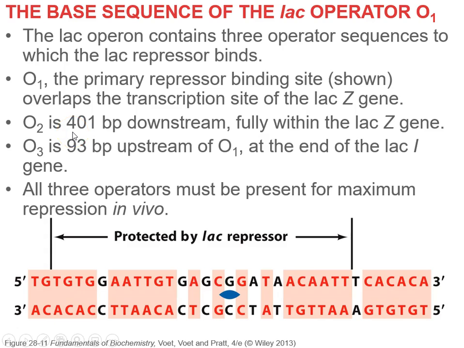O2 is 400 base pairs downstream, and it's actually fully within the LacZ gene. O3 is upstream of O1 at the end of the LacI gene, and remember that gene coded for the repressor. So you do need all 3 of those operators for maximum repression. So let's see how this works.